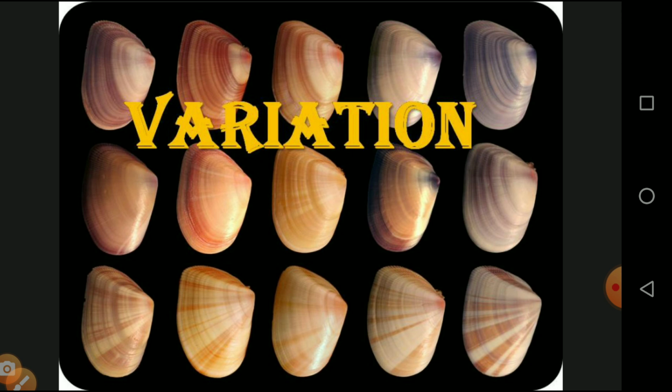So the variations are of two types. One is called somatic variation and the other is called germinal variation. Somatic variation means the variation which takes place in the body cell or somatic cell. The second one is called germinal variation, which takes place in the egg cell or sperm.